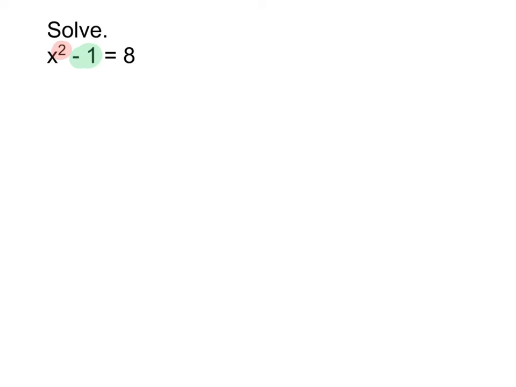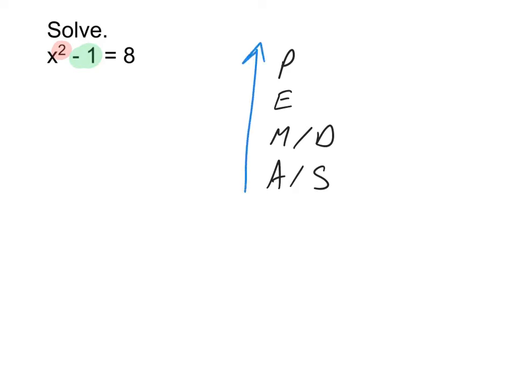Now when doing this, think about the order of operations. Remember PEMDAS. So parentheses, exponents, multiplication and division, and then addition and subtraction. When you are solving like this, what it tells you is to go backwards through the order of operations. So since solving is undoing, you go backwards through this.